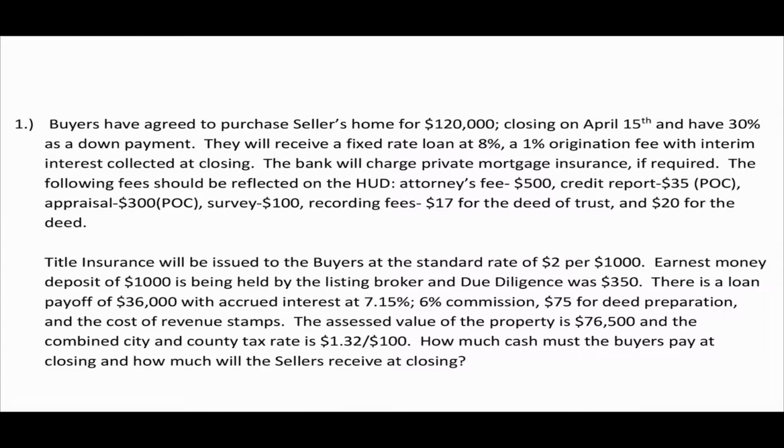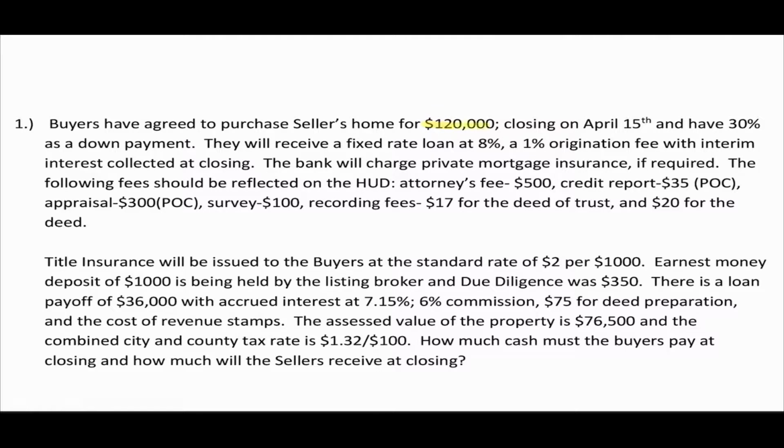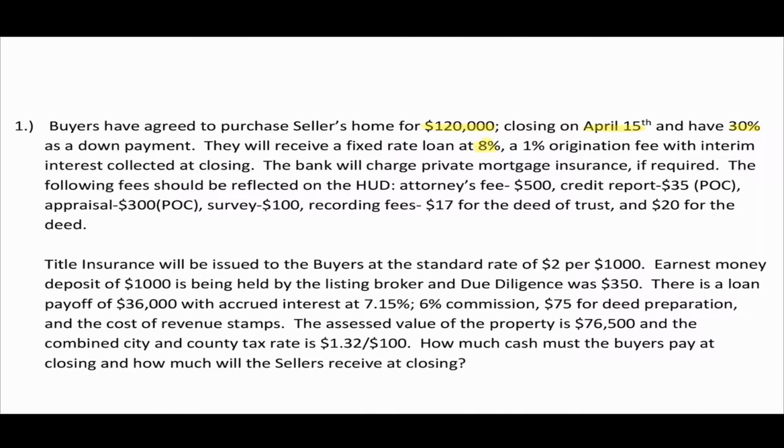You see it here, but I'll read it out loud to you. The buyers have agreed to purchase the seller's home for $120,000, closing on April 15th, and have 30% as a down payment. They will receive a fixed-rate loan at 8%, a 1% origination fee with an interim interest collected at closing. The bank will charge private mortgage insurance if required. The following fees should be reflected on the HUD.